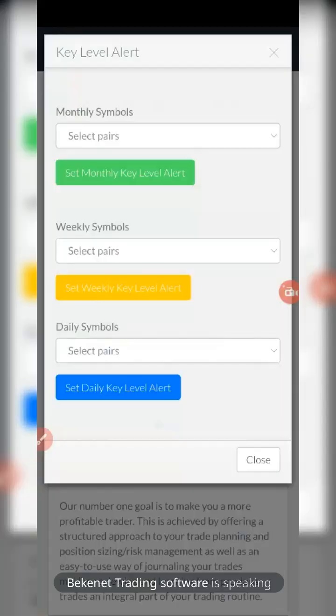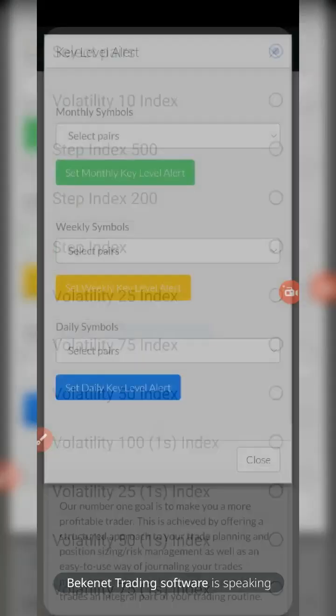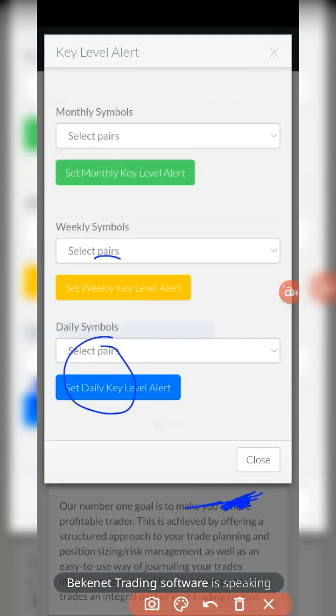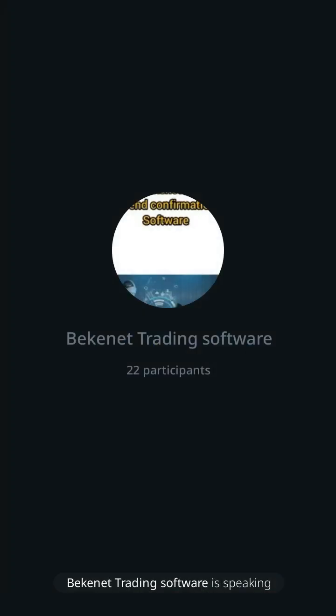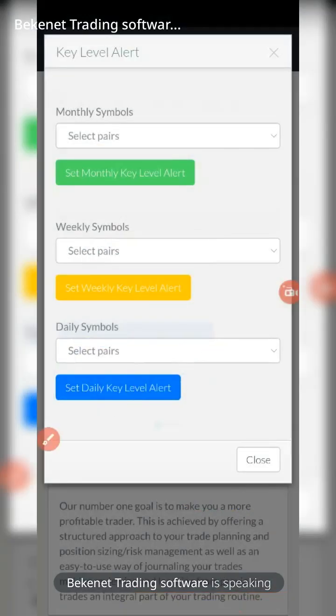Once you select this button, click on select the pair. Me, I use weekly key level. If you're a daily guy, you can use daily, and that daily will only work for that particular day. But me, I prefer the weekly. Let it carry me along everything that is going to happen for that week. So I'll select my weekly.